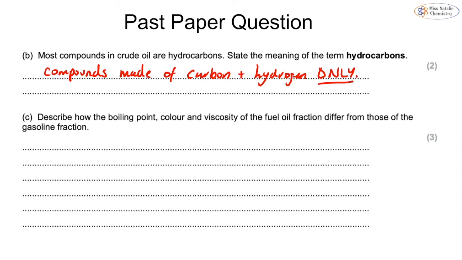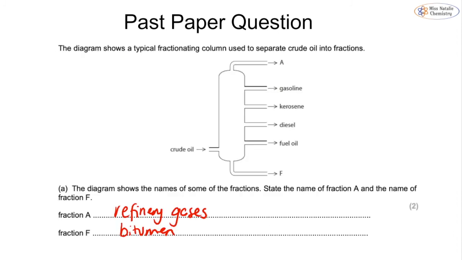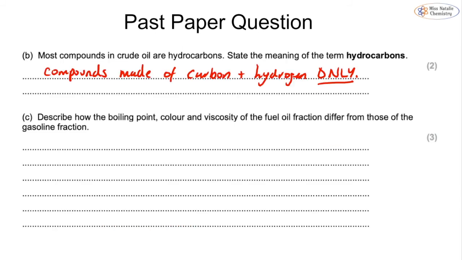And then we want to describe how the boiling point, the colour and the viscosity of the fuel oil fraction differ from that of the gasoline. So if we go back, we can see we're comparing fuel oil and the gasoline. It doesn't matter which way you want to explain it, but we're going to explain it in terms of the fuel oil compared back to the gasoline. So there are three things that we can say here. The fuel oil is going to have a higher boiling point.